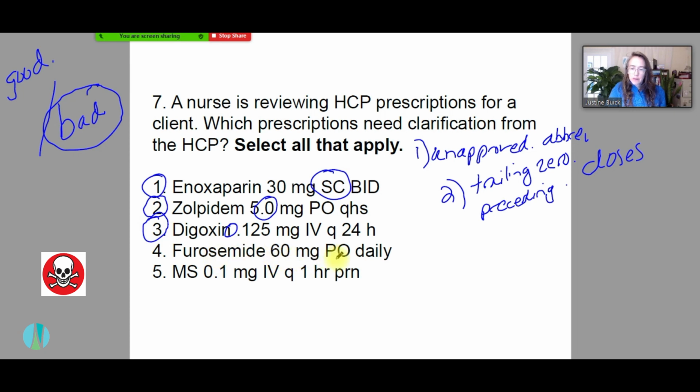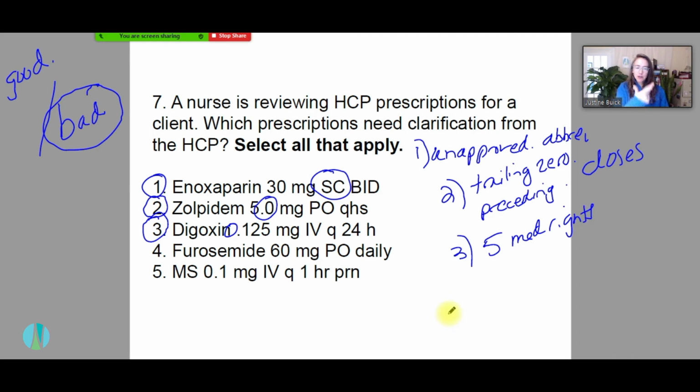Furosemide, 60 milligrams PO daily. Let me see if there's anything wrong with that. The third thing I want to look at, do they have the 5 med rights correct? So patient, medication, dose, time, and route. The patient's up here. Medication, dose, the time, daily, and the route. Okay, so good, they had them all. So I don't need a call about that one.